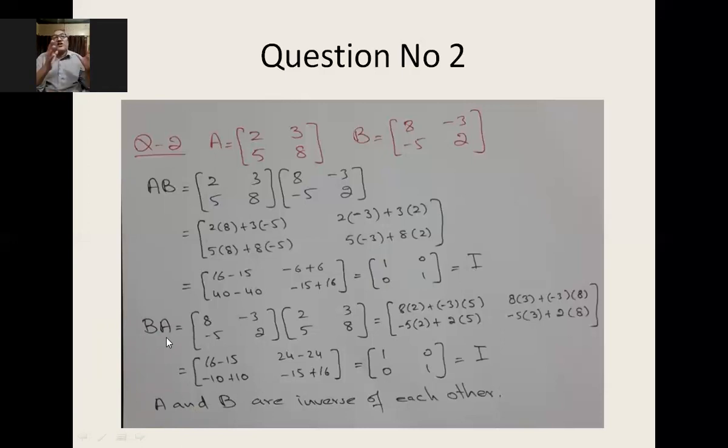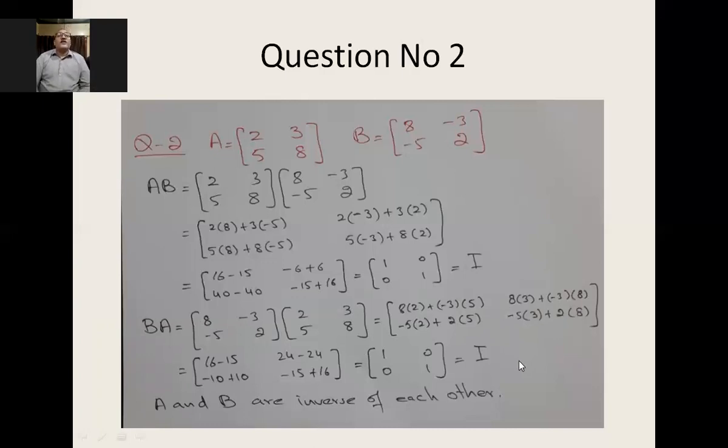Then I will find out BA. BA means the matrix B multiplied with the matrix A. You can see that here I have put the matrix B, and then we have the matrix A. So I will multiply them. From here, I will take the first row, and that will multiply with the first column, and I will put the answer here. Then the first row will multiply with the second column, so its answer will come here. Then the second row will multiply with the first column, and its answer will come here. And then the second row will multiply with the second column and its answer will come here.